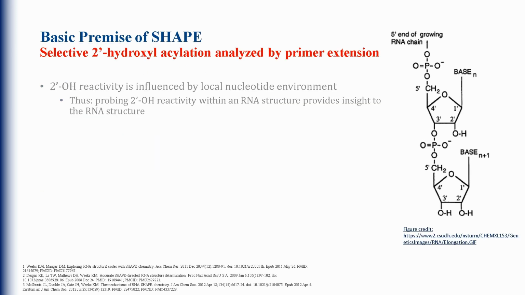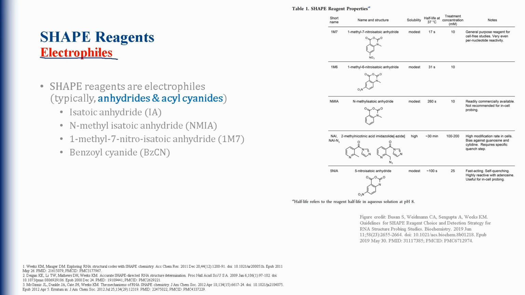So the basic premise of SHAPE has been outlined. Basically, the 2'-hydroxyl's reactivity is influenced by the local nucleotide environment, and thus probing the 2'-hydroxyl's reactivity within an RNA structure provides insights into that RNA structure. The SHAPE reagents that I mentioned earlier are electrophiles. These electrophiles are typically anhydrides and acylcyanides. For example, isatoic anhydride is a SHAPE reagent often used, N-methyl isatoic anhydride is another one, and another one would be 1-methyl-7-nitroisatoic anhydride, or 1M7 for short, along with benzoyl cyanide.